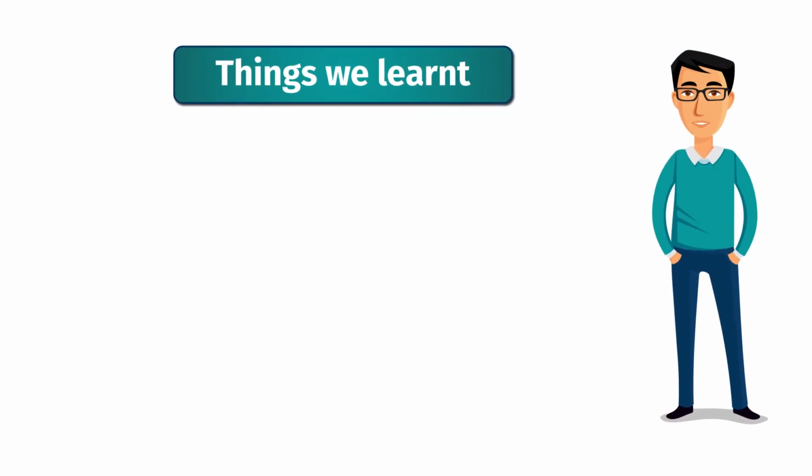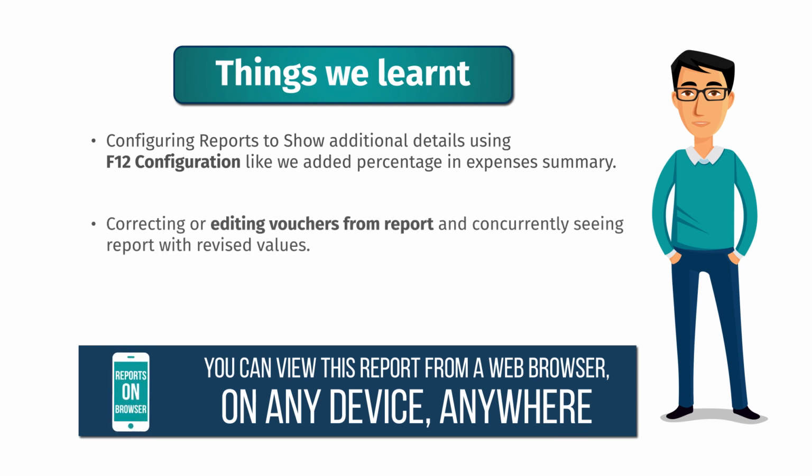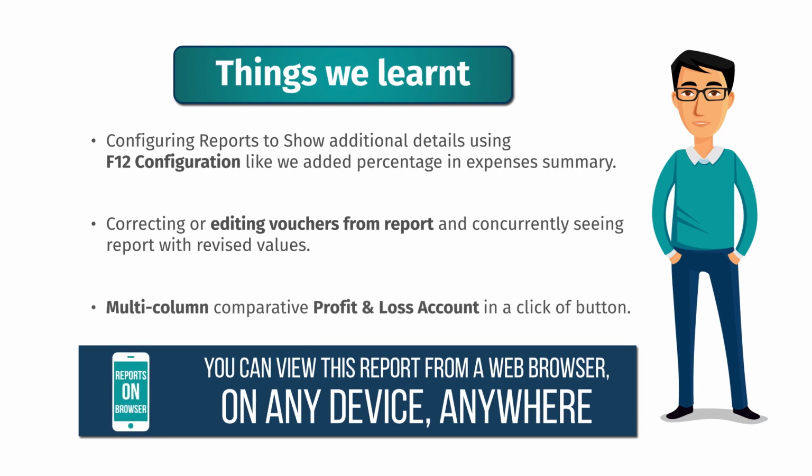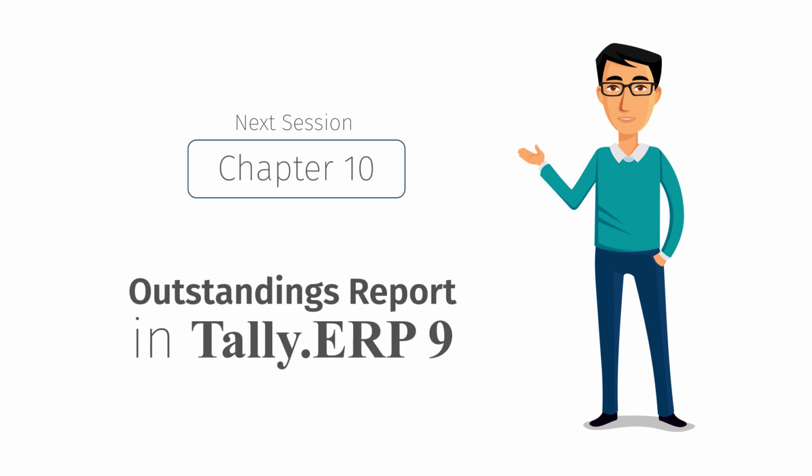Alright, here is a quick recap of what we learned. Configuring reports to show additional details using the F12 configuration, like we added percentage in expenses summary. Correcting or editing vouchers from report and concurrently seeing reports with revised values. And multi-column comparative Profit and Loss account at the click of a button. In our next chapter, you will see the outstandings report in Tally ERP 9.